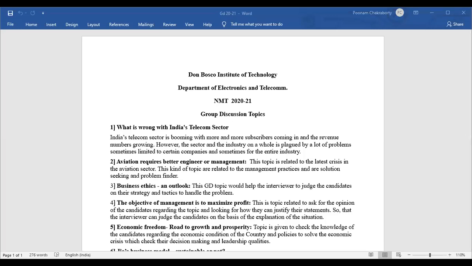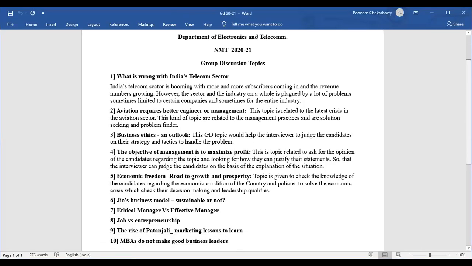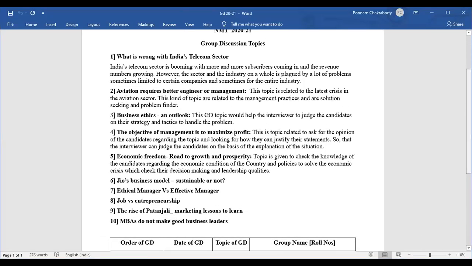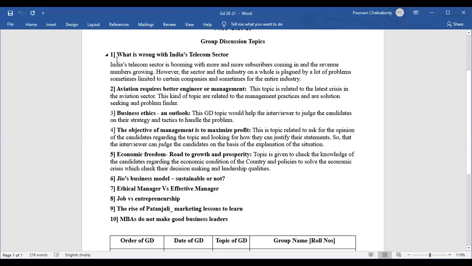See it? Is the word file visible? Yes. Okay, so these are the topics. You can write them down or take a picture, screenshot, whatever. So topic 1, what is wrong with India's telecom sector? Topic 2, aviation requires better engineer or management. Topic 3, business ethics and outlook. Topic 4, objective of management is to maximize profit. Topic 5, economic freedom, road to growth and prosperity. Topic 6, Geo's business model, whether it is sustainable or not.